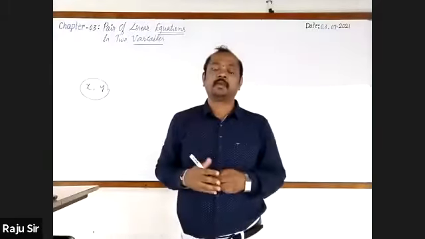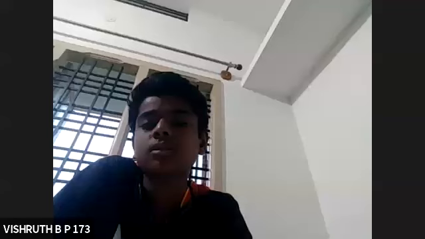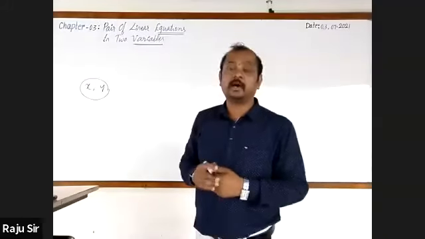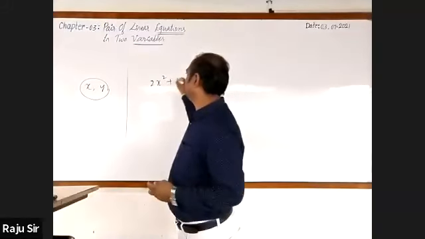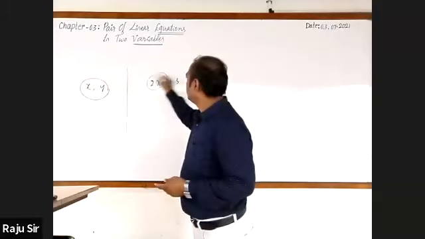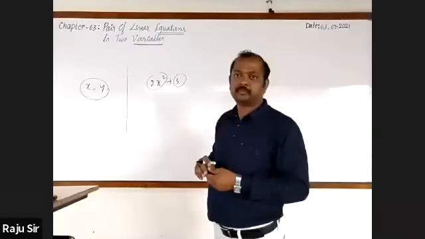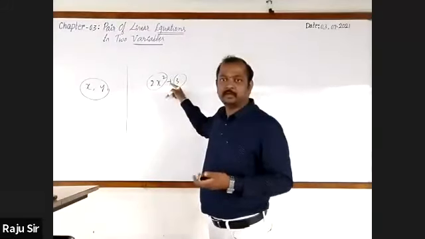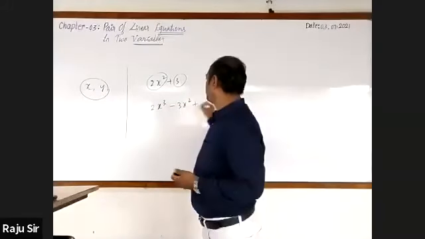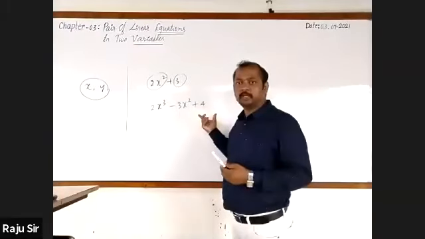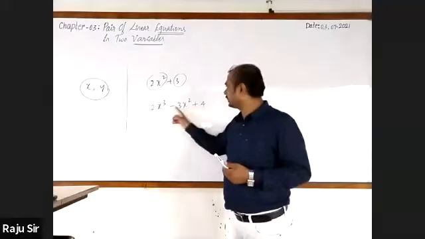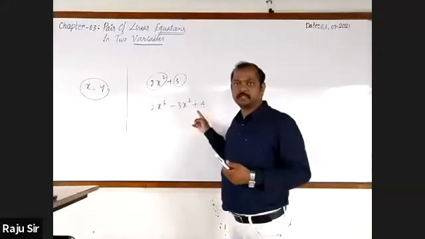If two or more algebraic terms are connected by using the symbols of fundamental operations, this is called an algebraic expression. If I look here, I will take 2x square plus 3. This is an algebraic expression. Here 2x square is an algebraic term. Even 3 is also an algebraic term. These two are connected by using the plus sign. Even we may take terms like this: 2x cube minus 3x square plus 4. Here I have taken 3 terms, and these 3 algebraic terms are connected by using the symbols minus and plus.